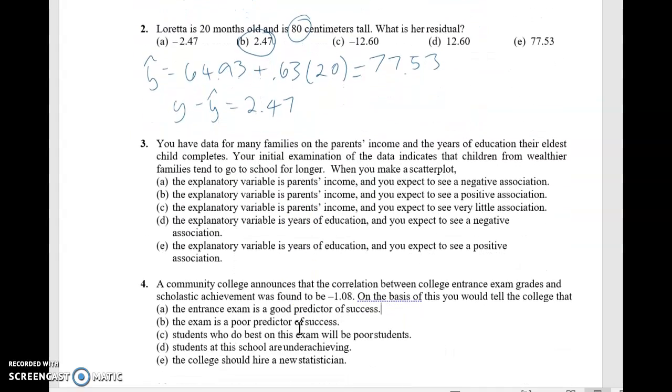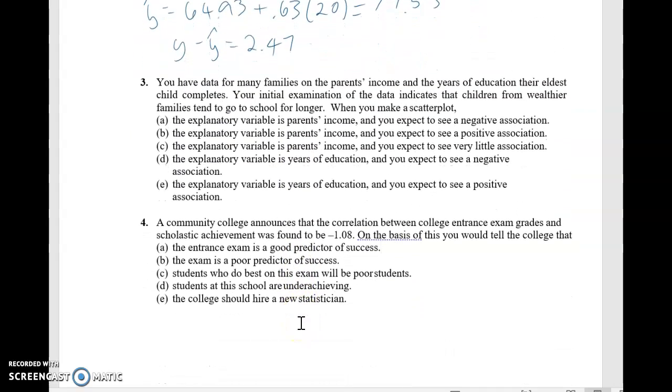Question 3. This is a reading comprehension question. So income and years of education their child competes. So children from wealthier families tend to go to school for longer. So wealth implies longer school. So we can think that explanatory has got to be the parent's income. So we can eliminate D and E from that.